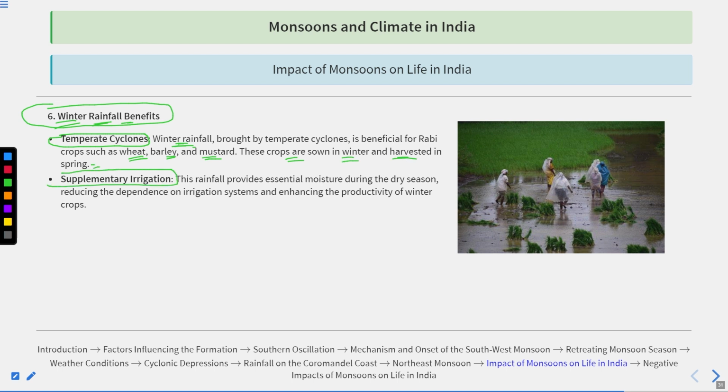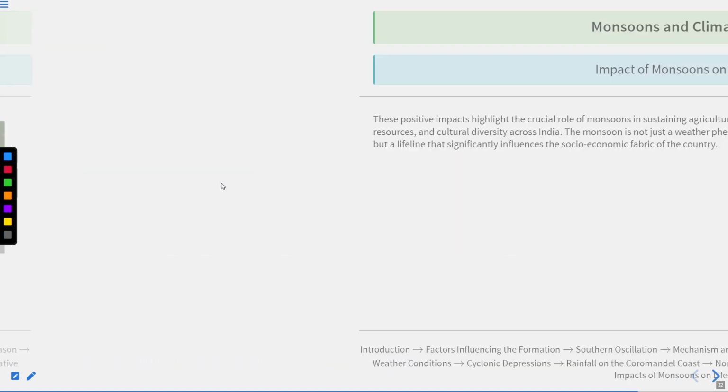Then the supplementary irrigation. This rainfall provides the essential moisture during the dry season, reducing the dependence on irrigation systems and enhancing the productivity of winter crops.